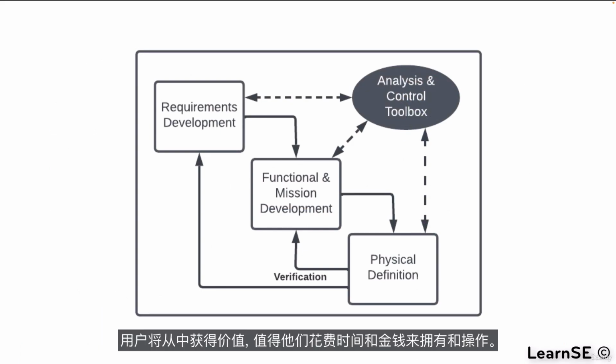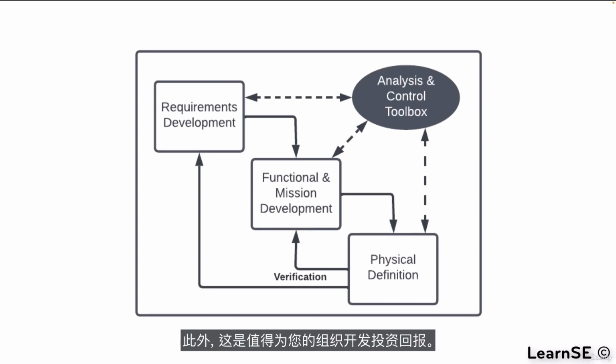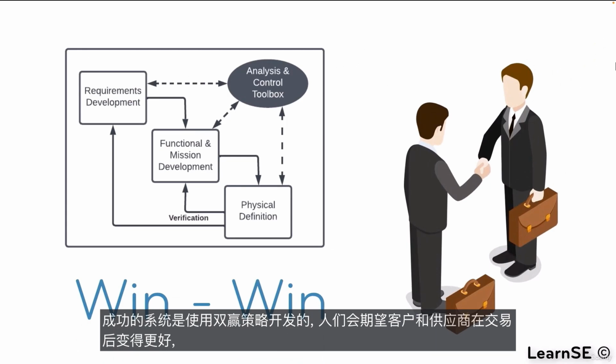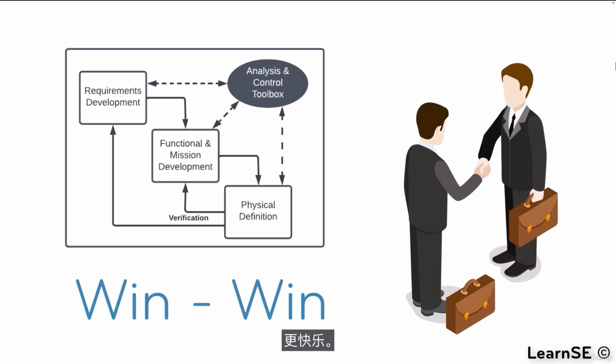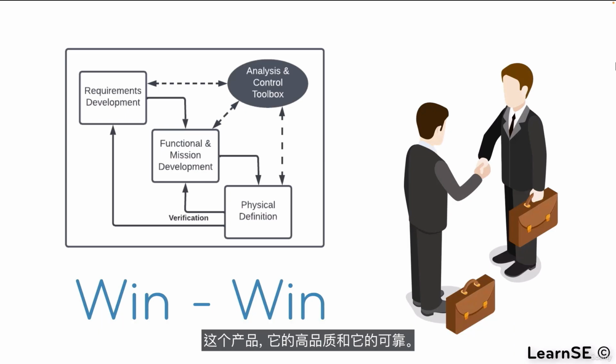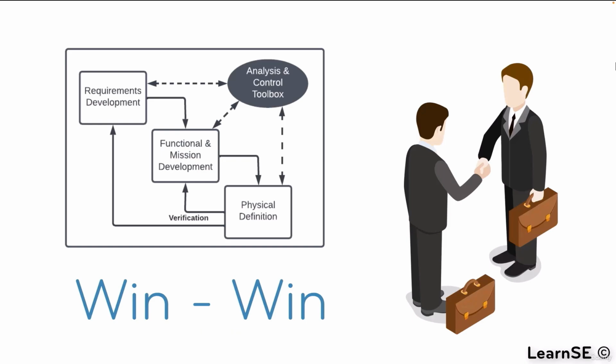As I just described, systems engineering is a method for us to manage bringing something complex into existence, something that users will gain value out of, that's worth their time and money to own and operate. Also, something that's worth it for your organization to develop. A return on investment, in other words. Successful systems are developed using a win-win strategy, where one would expect the customer and the supplier are better off and happier after the transaction. This means we need a way to manage the development of our system, control the risks, and keep us from fielding a failed product. And this product, it's high quality and it's reliable. This is the essence of systems engineering.